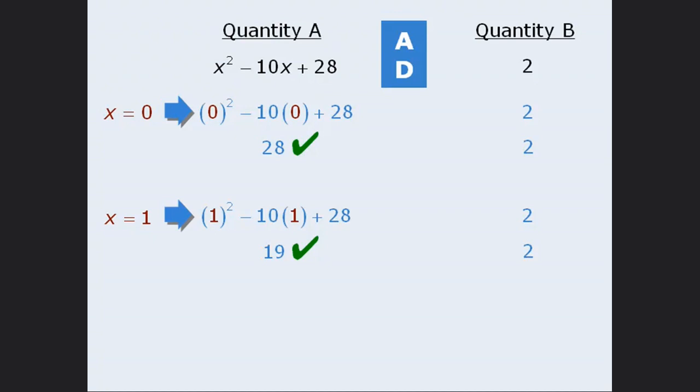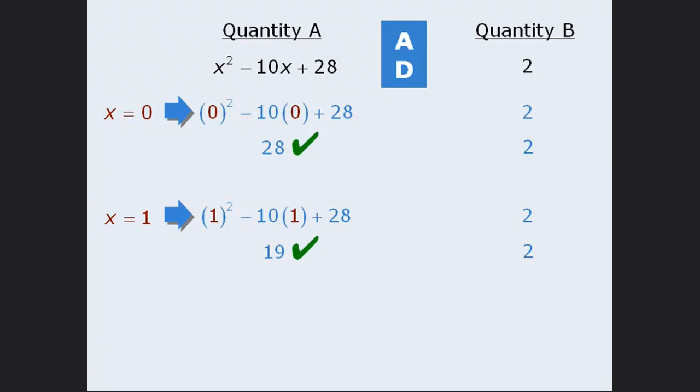Now if you decide to plug in more values and you get contradictory results, then you can be certain that the answer is D. Conversely, if each result keeps showing that quantity A is greater, then it's quite possible that A is the correct answer. At this point, the choice is up to you, depending on the time you have remaining in the test.